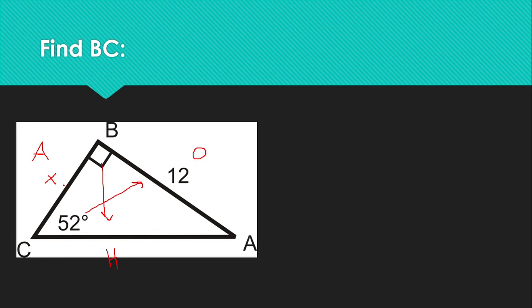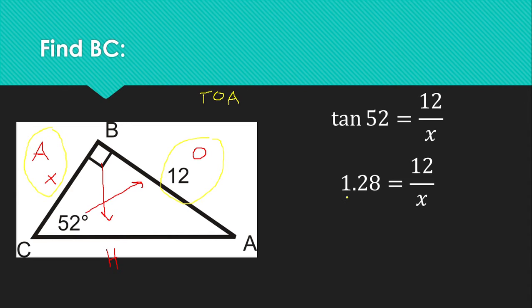So now that I've labeled, I need to decide which sides I have. So I have 12, that's O, and I have X, that's A. So I need a ratio that uses O and A, and that's going to be tangent, TOA, tangent, O over A. So my equation becomes tangent of 52 degrees equals 12 over X. And again, in my calculator, I can put in tangent of 52 degrees, and that ended up being 1.28.